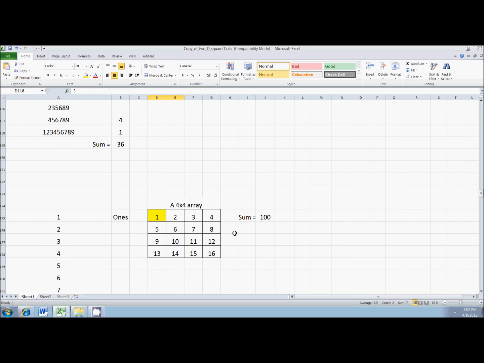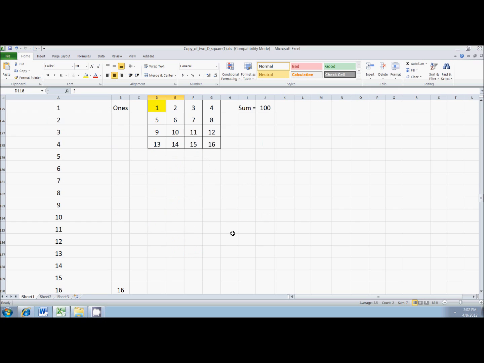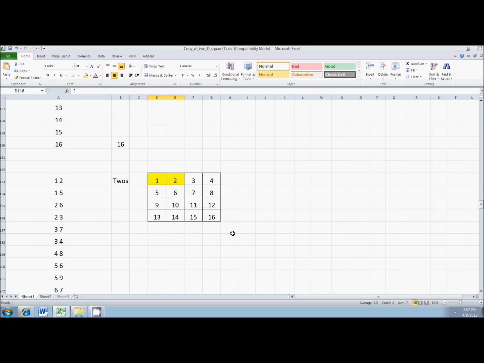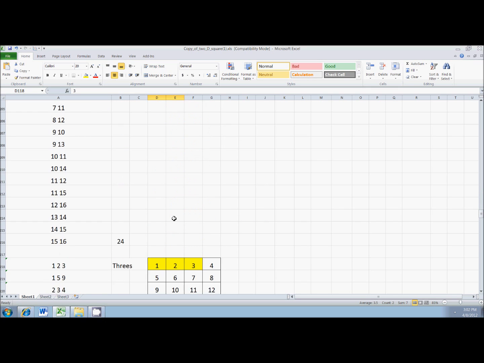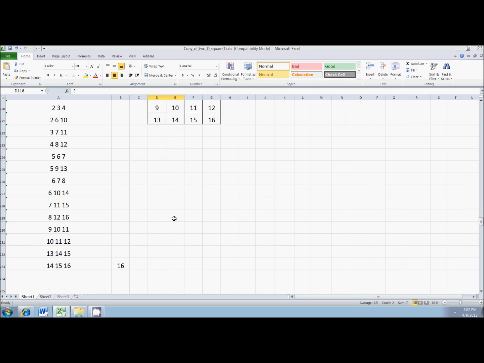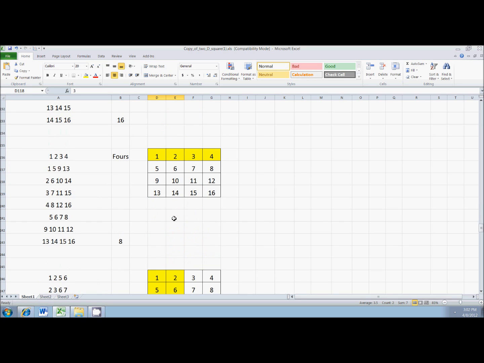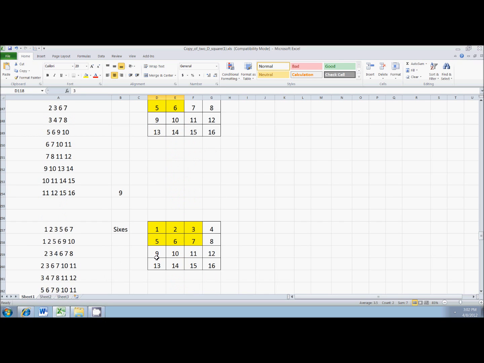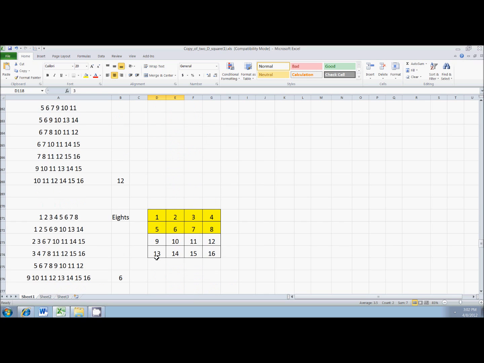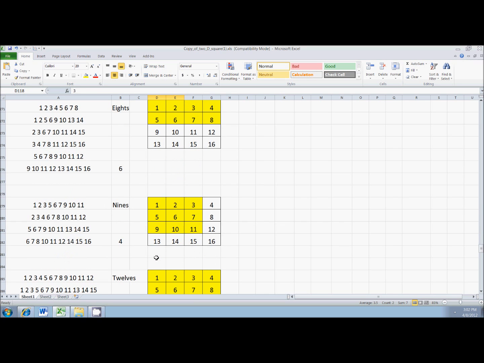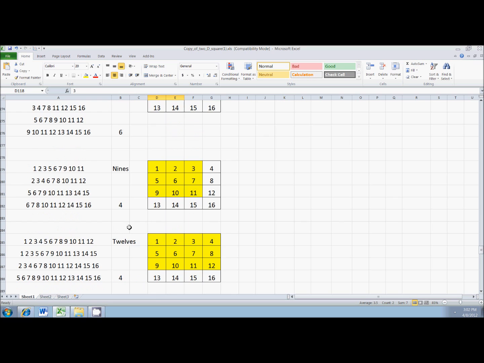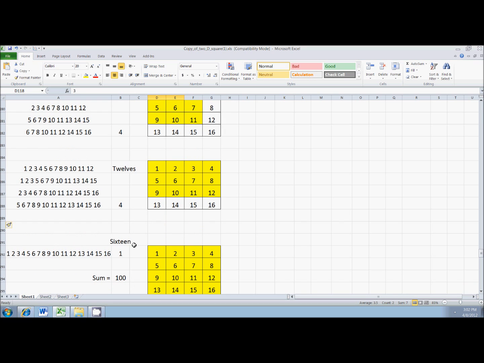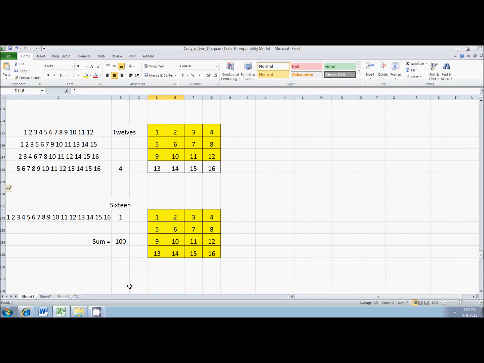I've shown that for the ones there are a total of 16. For the twos, there's a total of 24. For the threes, 16. For the fours, 8. For the fours in a block, there's a total of 9. For the sixes, 12. For the eights, a total of 6. Nines, 3s, 4. 12s, 4. 16, 1, for a total of 100.